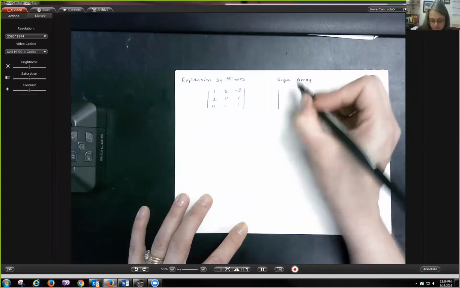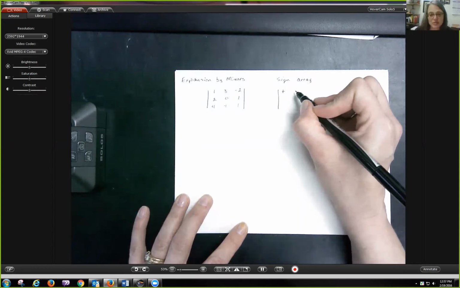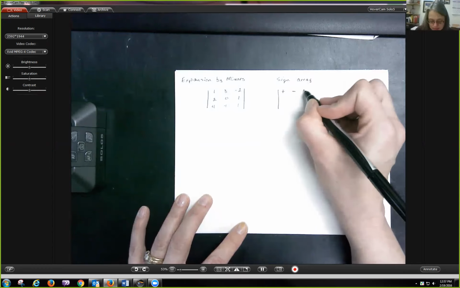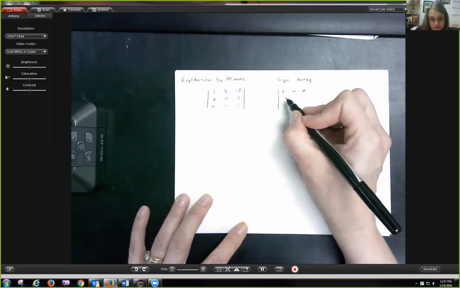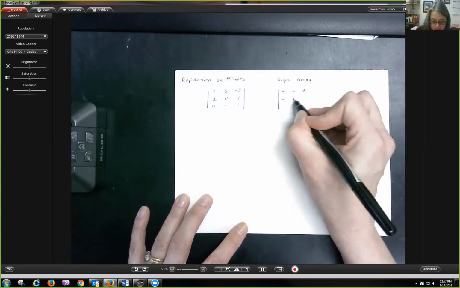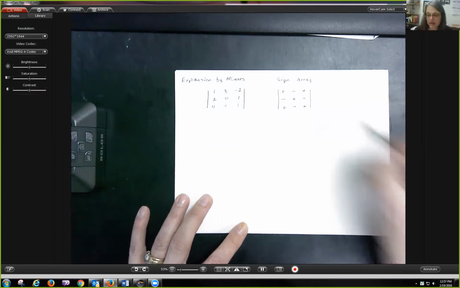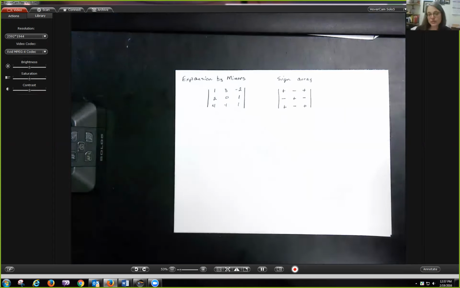It starts in the upper left with a positive sign, and then we just alternate across the same numbers of rows and columns as we have in our matrix. So positive, negative, positive, and then we alternate down as well. So the next value in column 1 would be negative, positive, negative, and then positive, negative, positive. And here's what we do. We choose one row or one column to expand about. It doesn't matter which one we use, which row or which column. But whichever one we choose, we need to circle it.